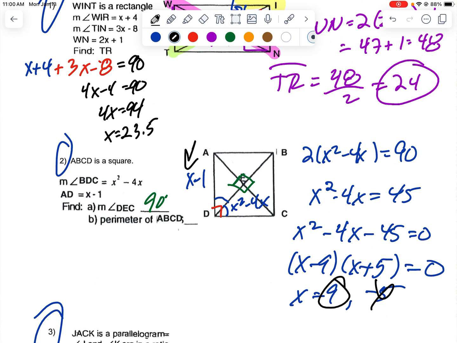It's actually 9. X is 9. If I plug in 9 here, I get 9 minus 1, I get 8. Remember, this is the super shape, so all the sides are the same. So the perimeter is 8 times 4, which is 32. Isn't that neat? That's pretty neat.